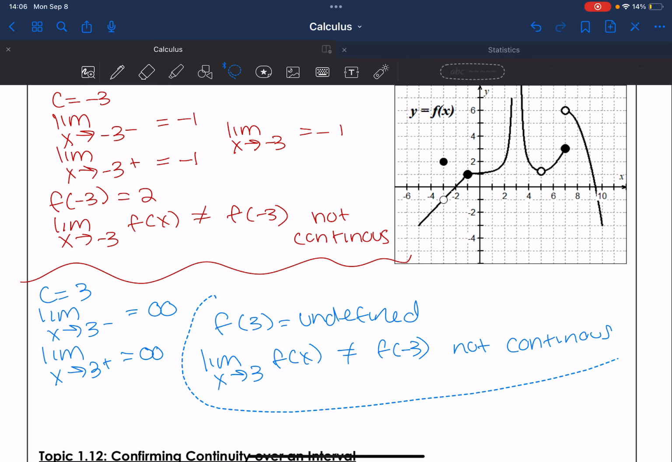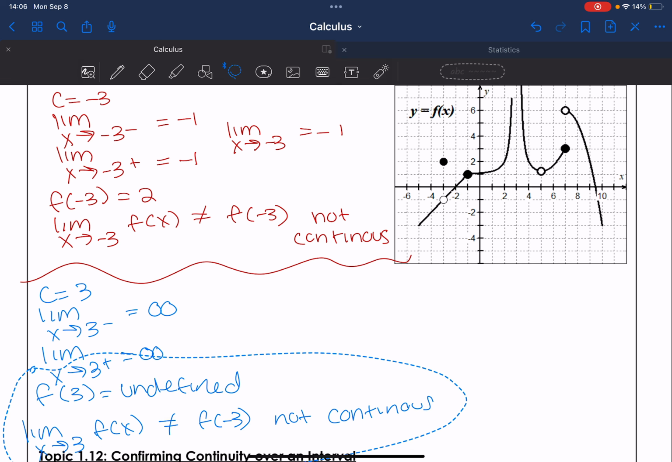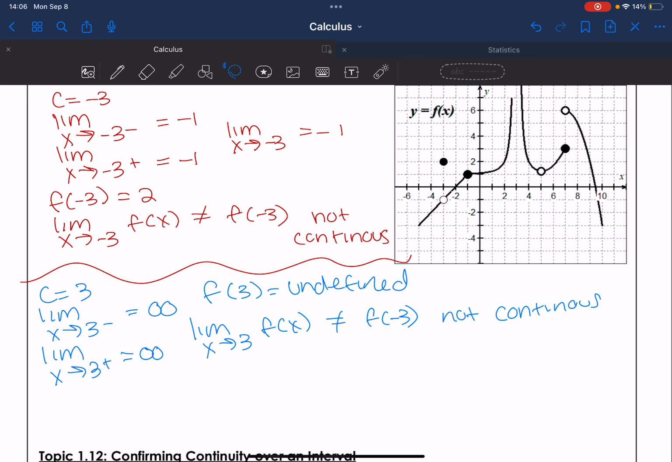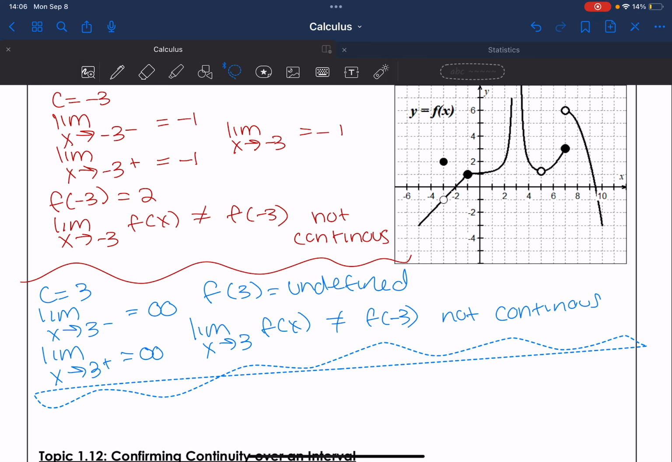And let me go ahead and move these. There we go. So I have some room. Oops.